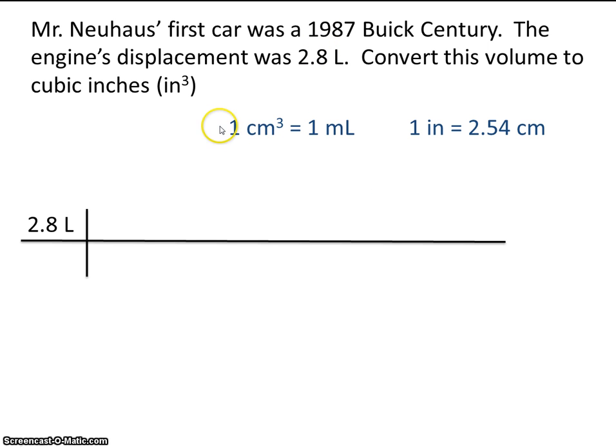Well, we have a conversion factor with centimeters cubed. And centimeters cubed is equal to 1 milliliter. And we know a milliliter can easily be converted to a liter. So let's also use this conversion. 1,000 milliliters equals 1 liter. So these are the tools we have to work with. Now we just kind of have to puzzle this thing together.